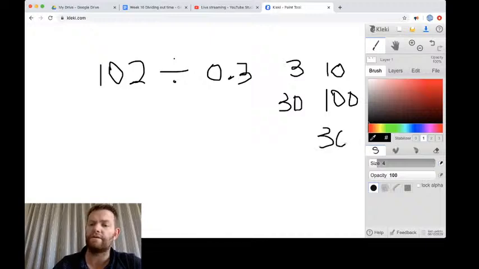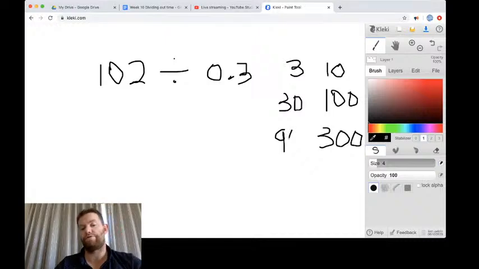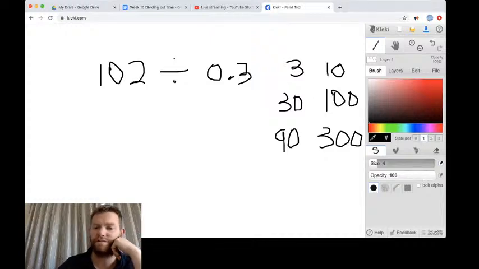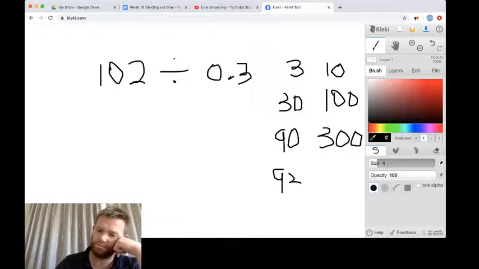Just going over that again. 300 times 0.3 is 90, because 100 times 0.3 gives me 30. So 300 is 90. Now I could go up in groups of 10 from there, because I'm only 12 off. So 310 would be 93. And so on.